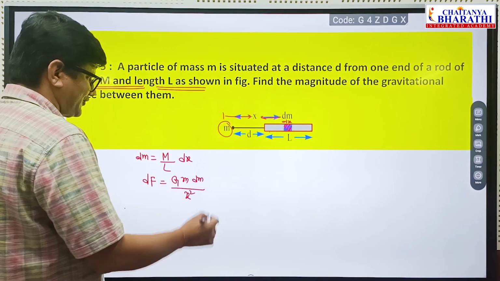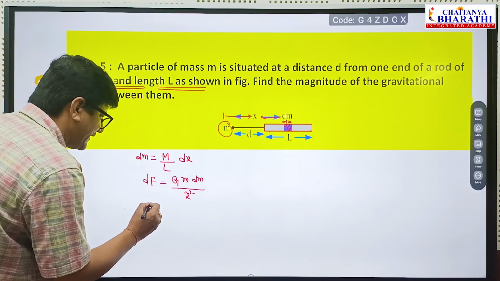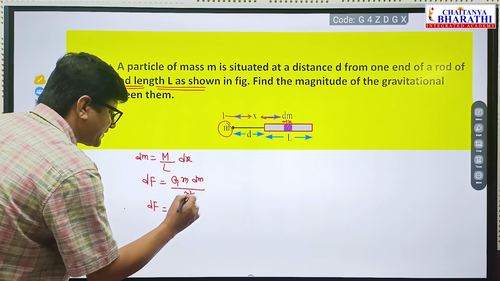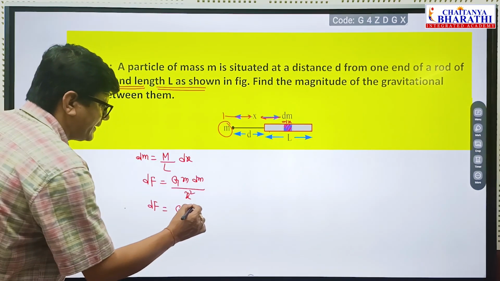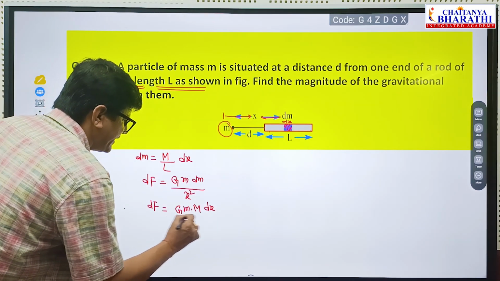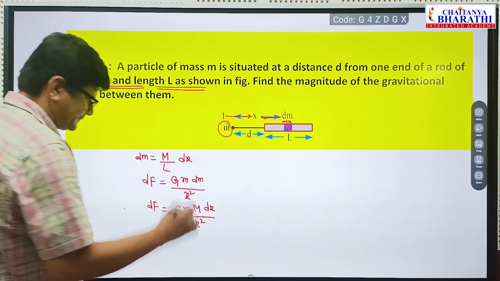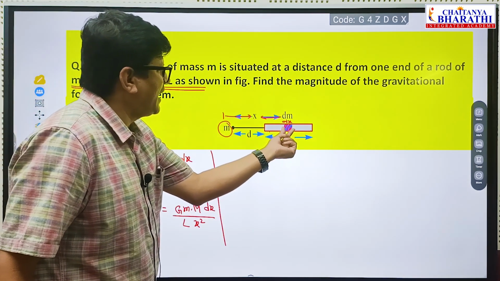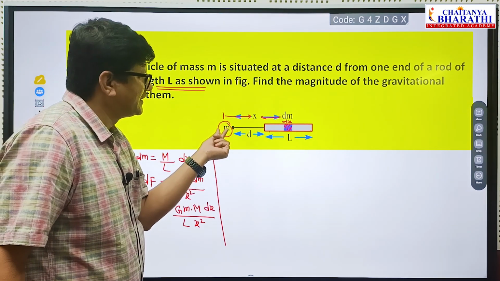This is the force. Now what do we need? This force I further write like this: dF equals G into m into dm, where I substitute the value of dm, which is M dx by L, divided by x square. This is the force between this small element's mass and this point mass.